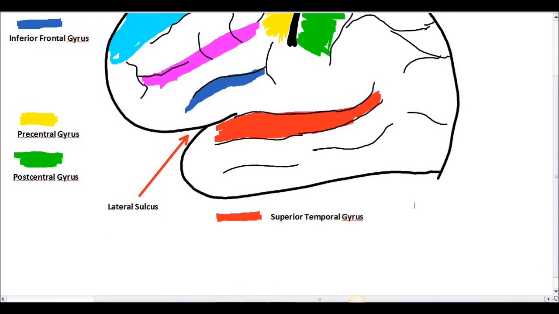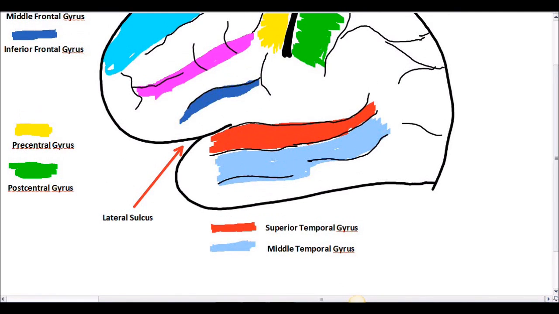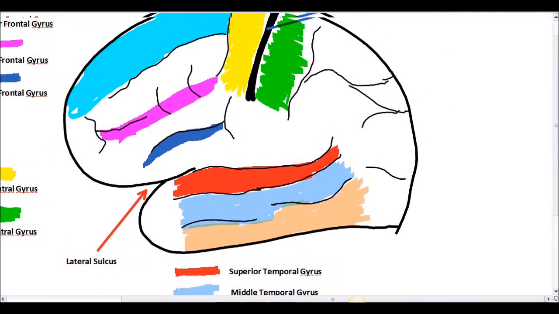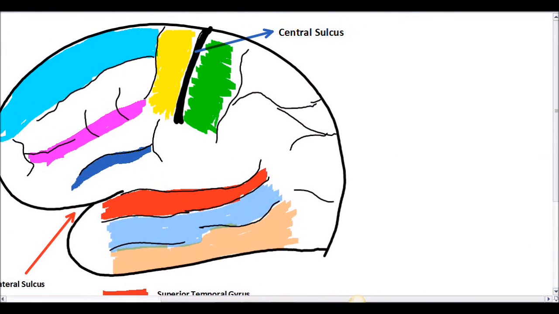Below this, now being highlighted in a blue colour, is the middle temporal gyrus. Then further below this, now being highlighted in a beige colour, is what we refer to as the inferior temporal gyrus. So to summarise, in the temporal lobe, you have the superior temporal gyrus, the middle temporal gyrus, and the inferior temporal gyrus. We now move towards the back of the brain.